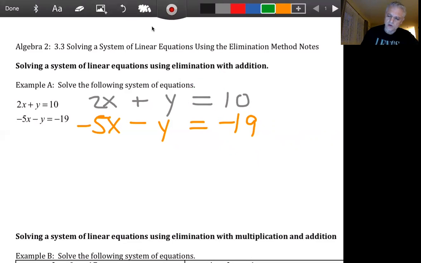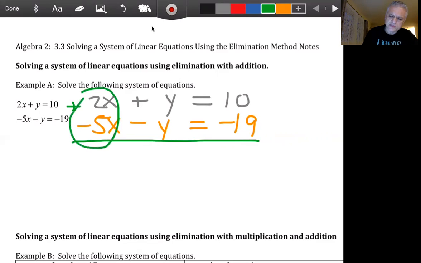Okay, so first thing I'm going to do here is I'm going to notice that I have a positive 1y and I have a negative 1y. So I know that if I add those two equations together, my two y terms are going to cancel and the y will be eliminated. All right, so I'm going to add these two equations together. So let's see what we get.